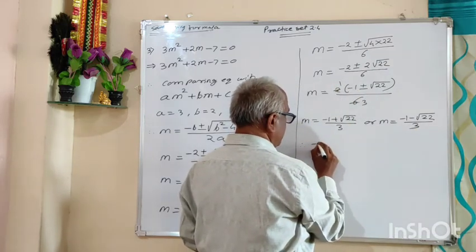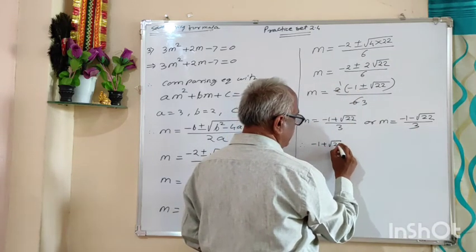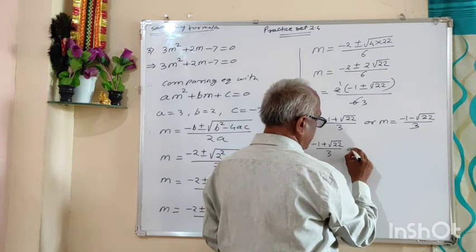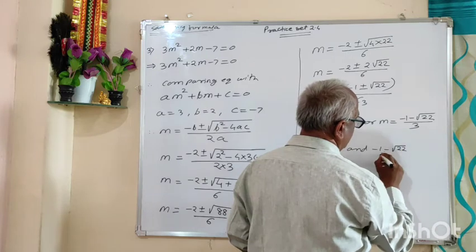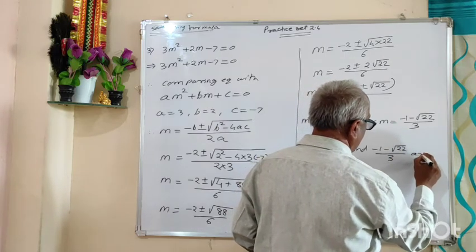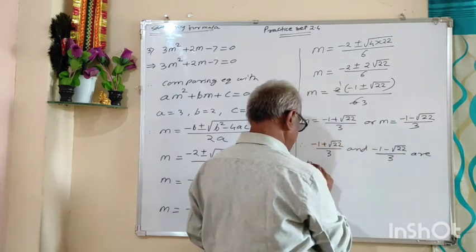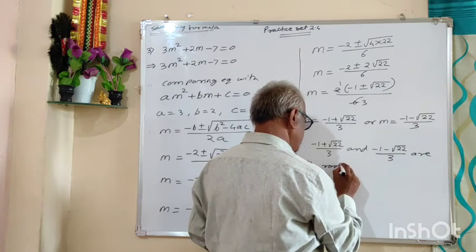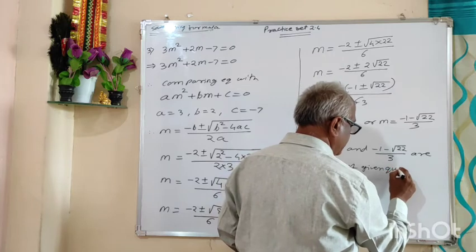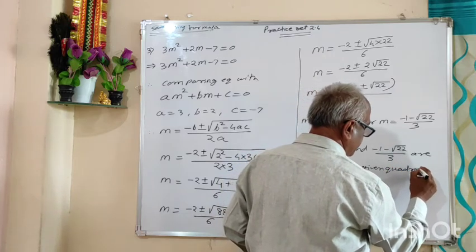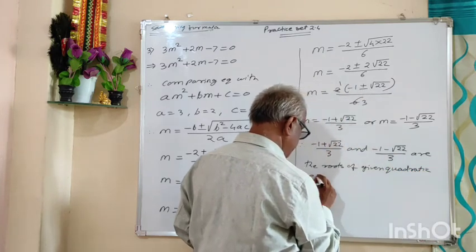Therefore minus 1 plus under root 22 upon 3 and minus 1 minus under root 22 upon 3 are the roots of the given quadratic equation.